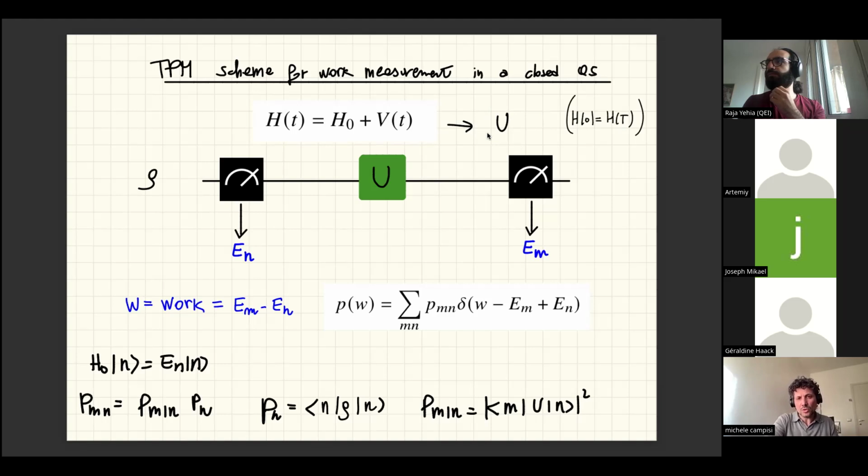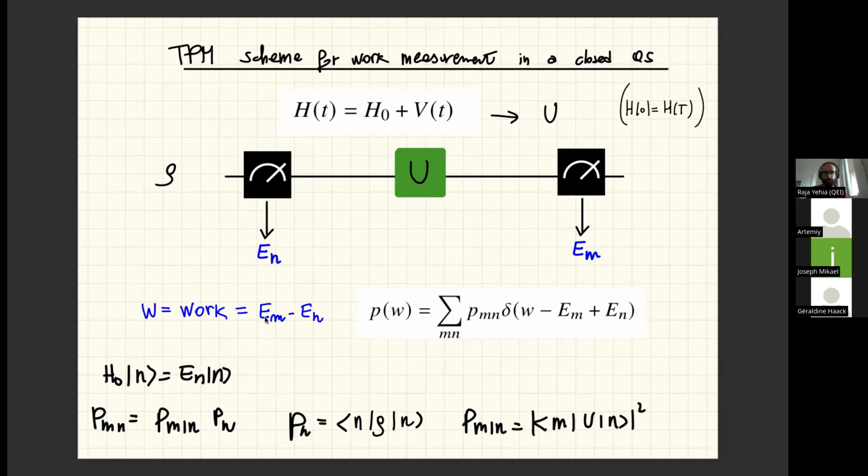So the two-point measurement scheme is the following. At time 0, when you start this driving, you make a measurement of the energy. Then your state collapses onto one eigenstate, and you read one eigenvalue of energy, of H0, basically. That's what we are measuring. Then this evolves, and at final time, you make another measurement of H0, you get another eigenvalue, and now you take the difference between the final and the initial eigenvalue, and you call that work.